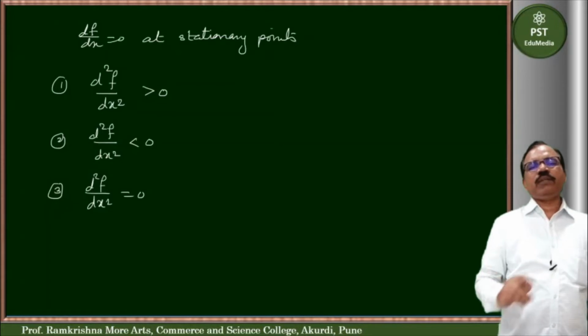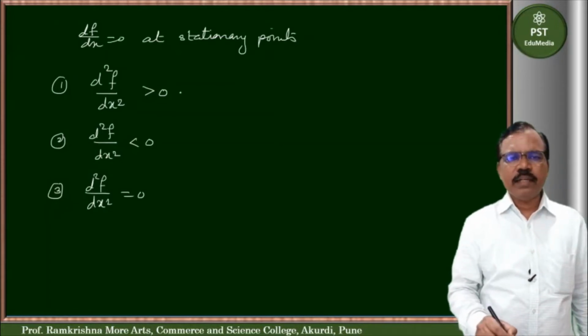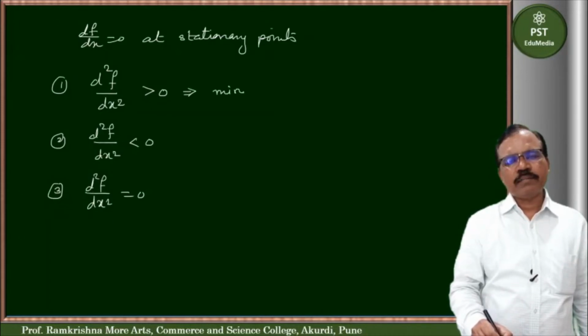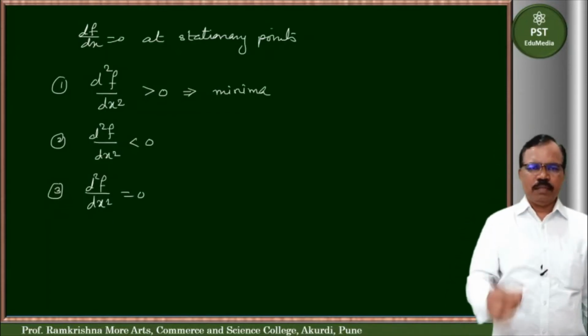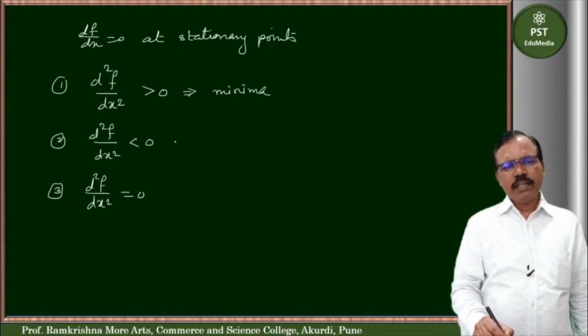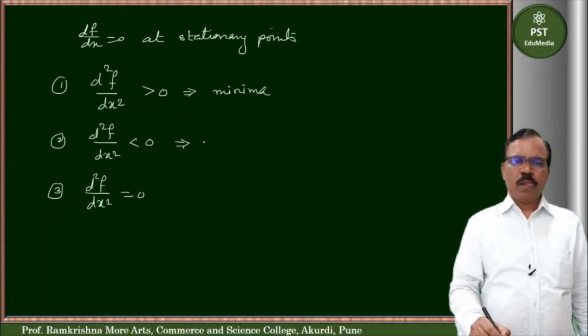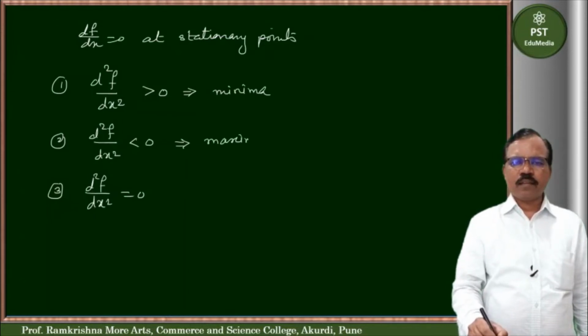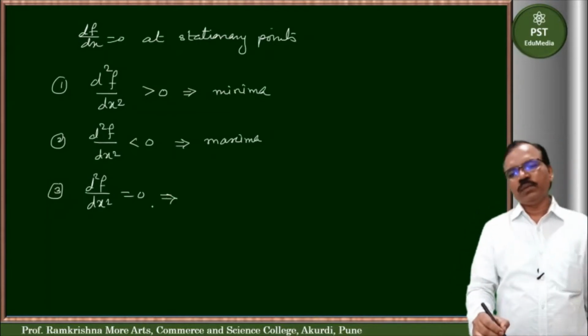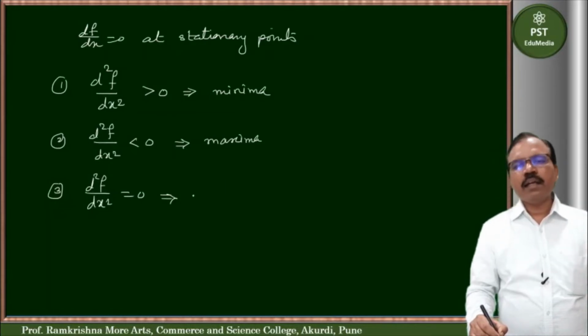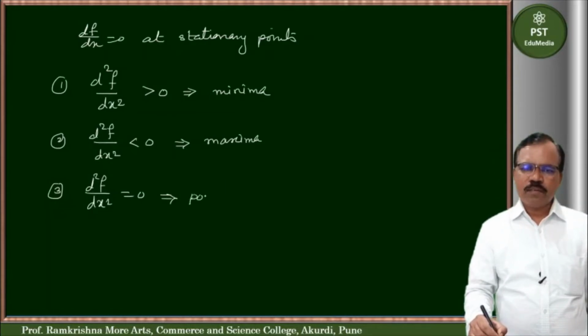In conclusion, if the first order derivative is 0 and the second order derivative is greater than 0, that is positive, the point is called minima. That represents the local minimum of the graph. If the second order derivative is less than 0, negative, it is called maximum. And when the second order derivative is 0 or inconclusive, it is called a point of inflection.